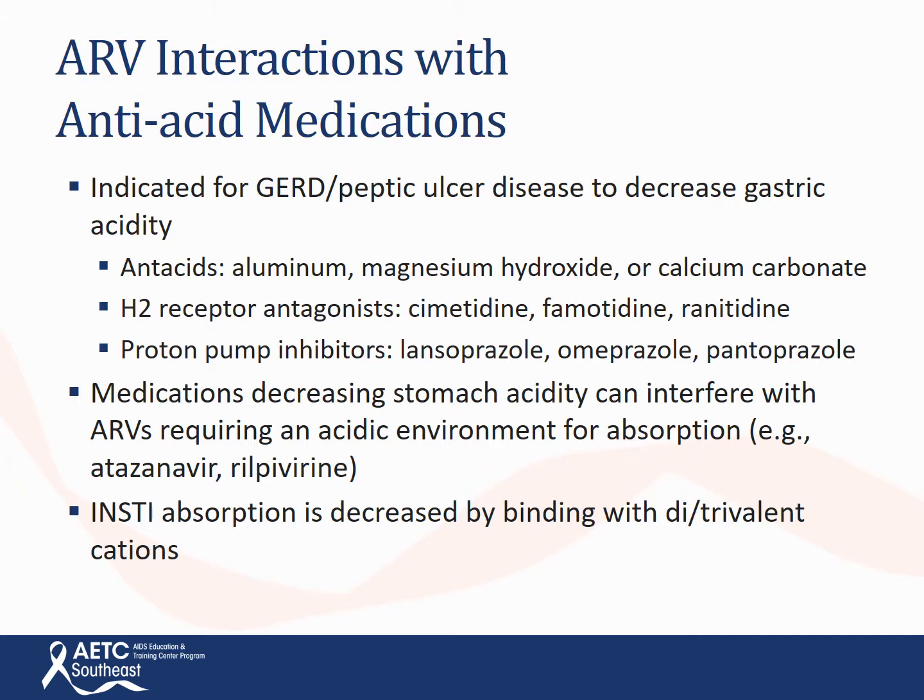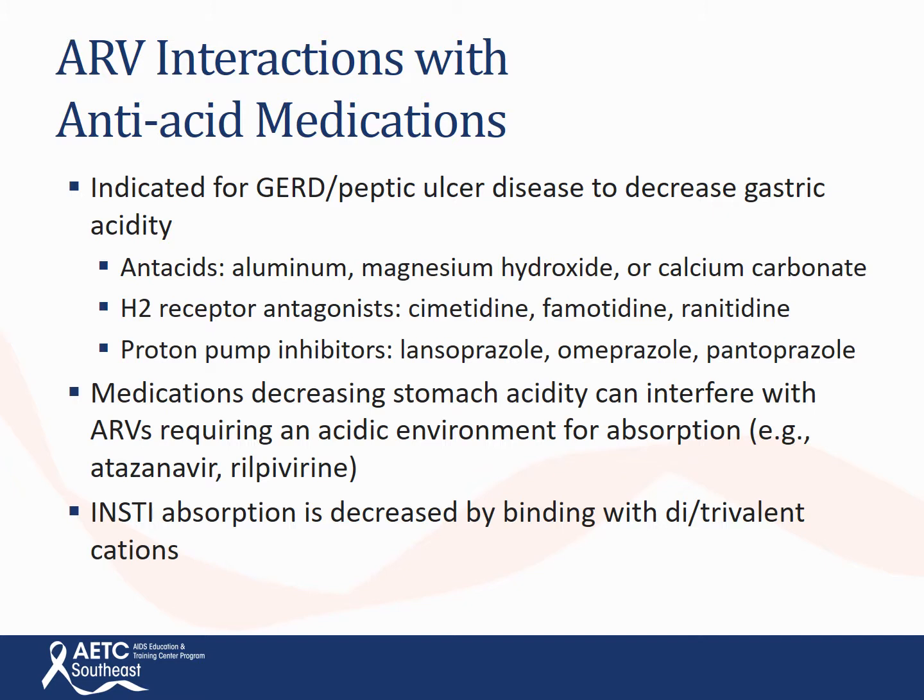And there are proton pump inhibitors, which include omeprazole, which is Prilosec, and pantoprazole, which is Protonix, and many others. Some of these are available over the counter too. The problem with these anti-acid medications is that some of our antiretrovirals require an acidic environment in order to be fully absorbed. So if a patient takes an antacid medication that makes the stomach less acidic, then they may not fully absorb the antiretroviral medication, making the antiretroviral less effective.